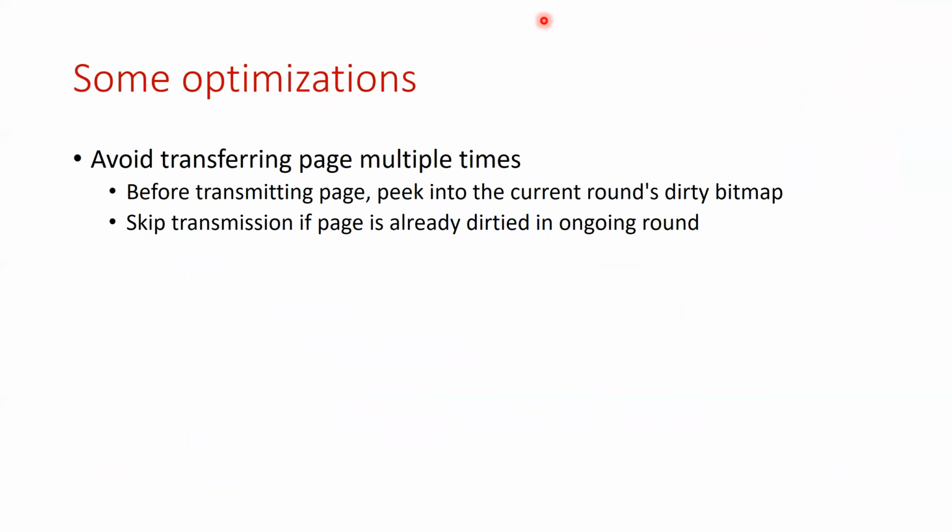So there can be some optimizations to the method we've described so far. For example, sometimes you may be able to avoid transferring a page multiple times. How? Suppose you're in round n, a page has been dirtied, and while round n+1 is going on, you're transferring the pages of round n. When you're about to transmit a page, you check the current round's bitmap and you see that this page has been dirtied once again. I still haven't even transferred the older version, but again the page has been dirtied. Then there's no point sending the older version of the page, right? So what do you do in such cases? You skip transmitting this page.